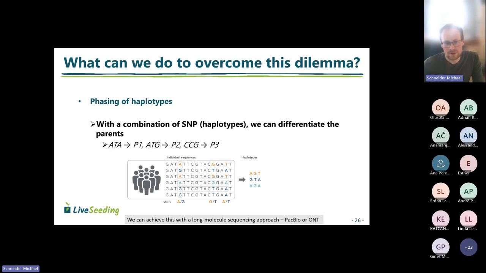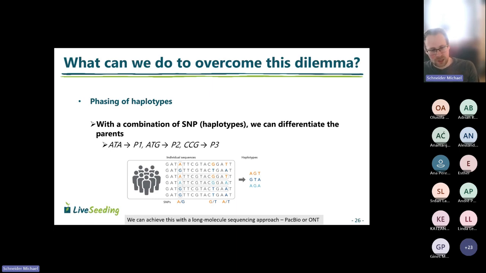Our example that I was showing before was more or less that we have this information sitting in here, and we also have the frequency in which ratio A and G appear. This is not very helpful when we have 3 or 4 parents in here. We need a long fragment that spans multiple of these markers, which we can then aggregate into these haplotypes. And then we have this read here, AGT, which we can then associate to one of the parental lines later on.